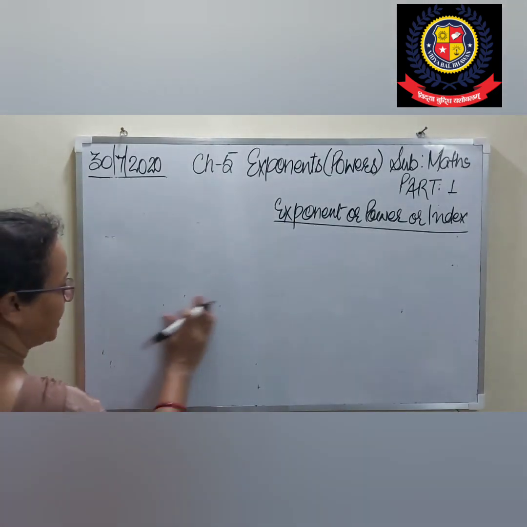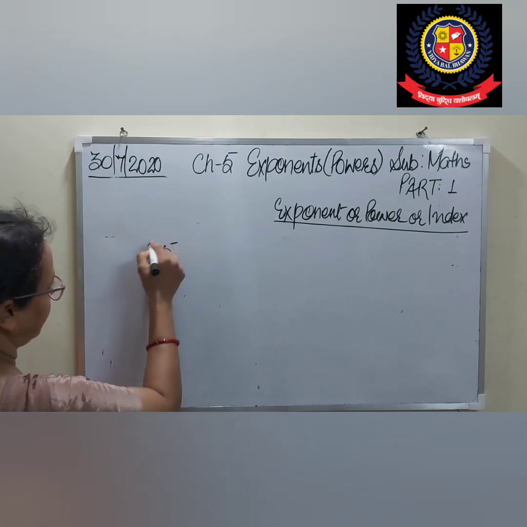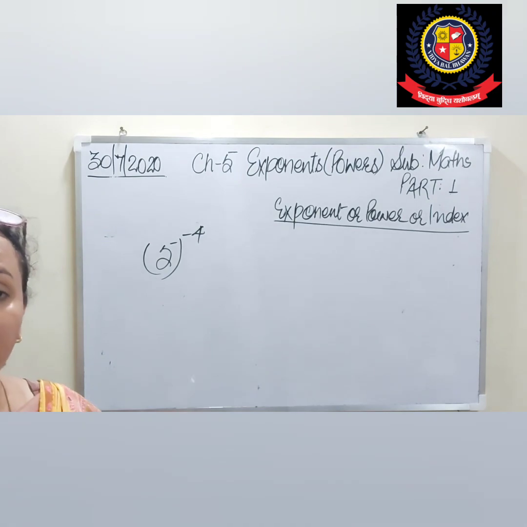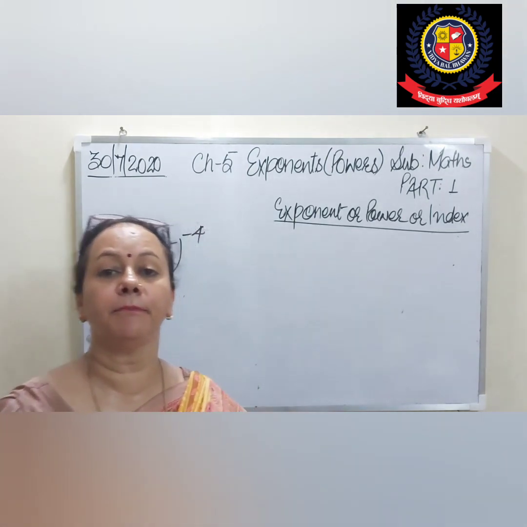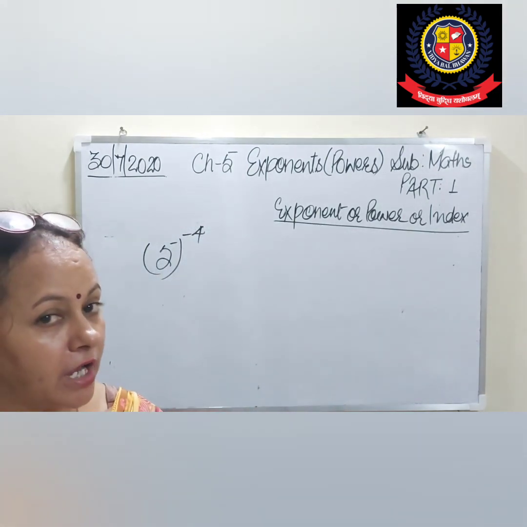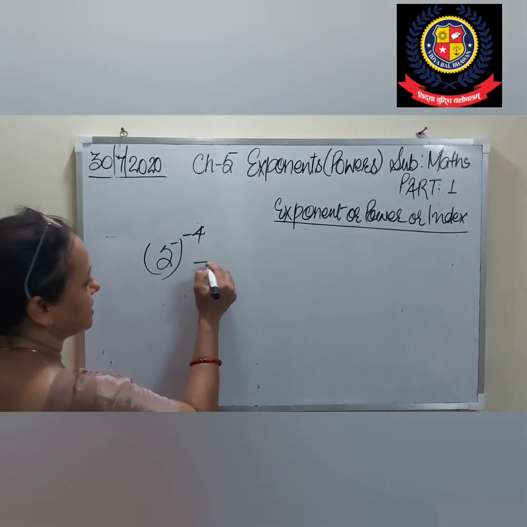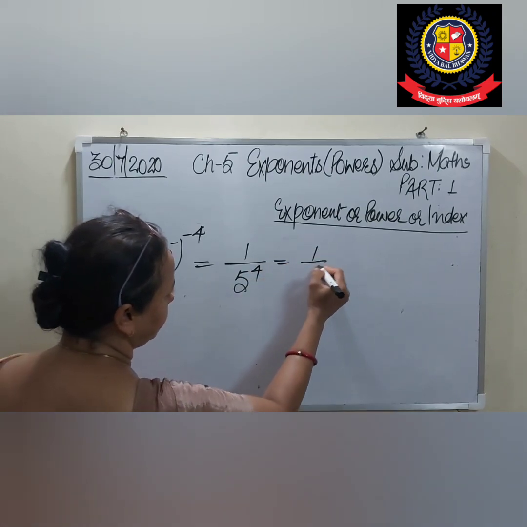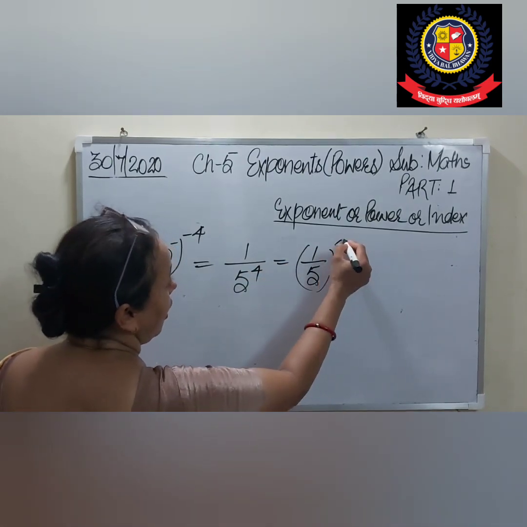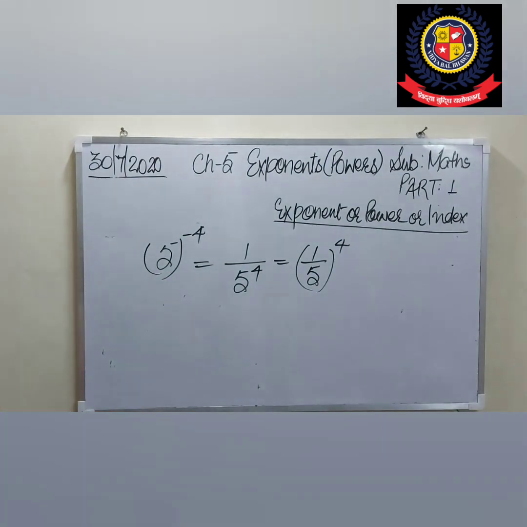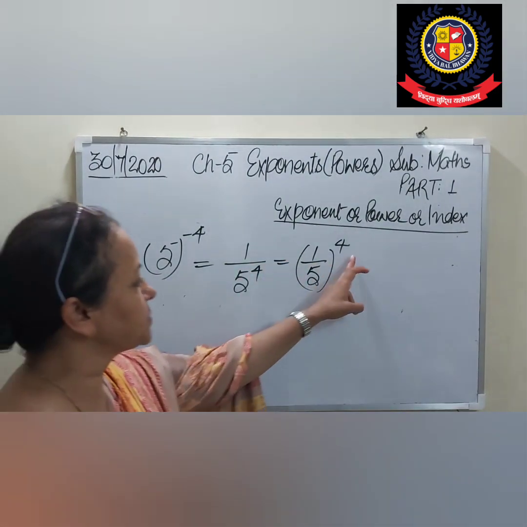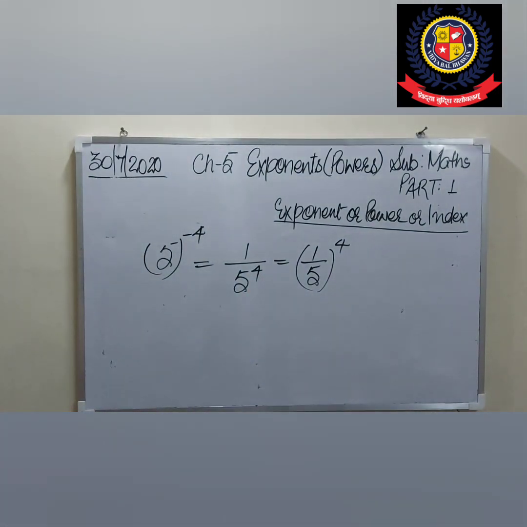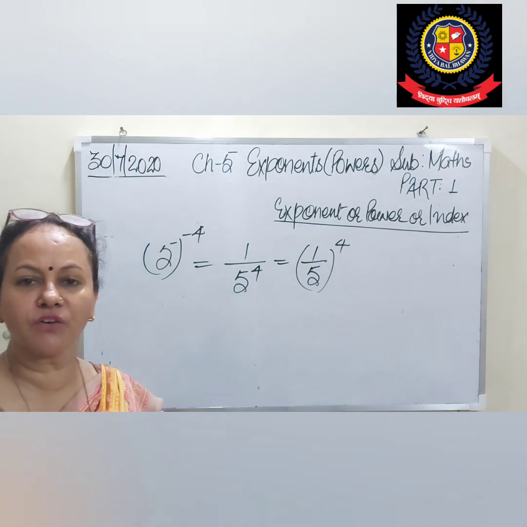Student, if the number is like 5 to the power minus 4, we can't calculate the negative. Whenever we have a negative power, we will make it positive. So how do we make it positive? By taking its reciprocal: 1 by 5 to the power 4, or we can write 1 upon 5 whole to the power 4. Always we have to write the reciprocal of the number to make the exponent positive, the power positive, the index positive. Clear? So we have some laws of exponents.